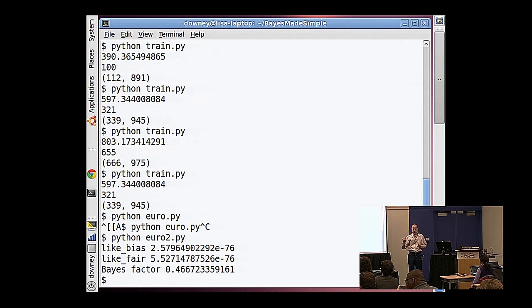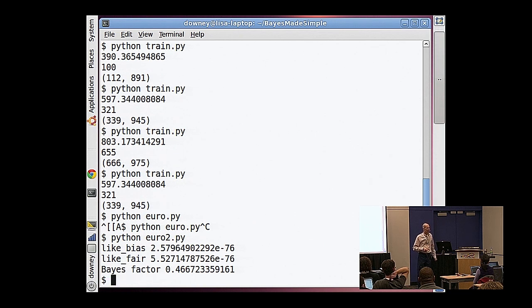That's a little bit of a counterintuitive result. When we started, we said, it's suspicious, it's weird that we saw so many heads. And that is unlikely to have occurred if the coin is fair. Nevertheless, what this is telling us is that all things considered, these data are evidence in favor of the fair hypothesis. You should be more inclined to believe that the coin is fair after seeing these data.